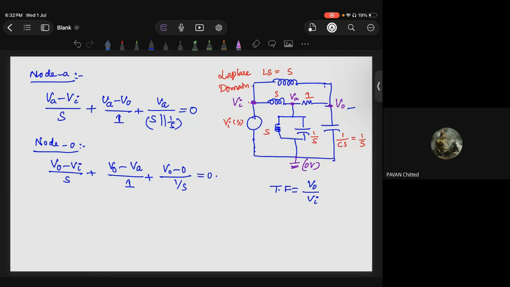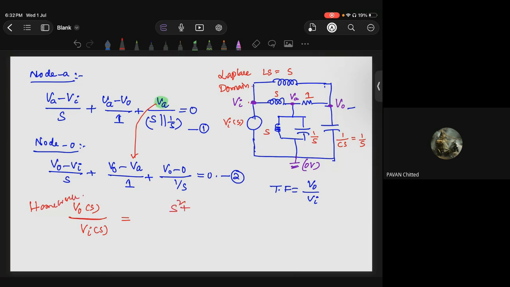Now what you can do is from the first equation, you can find the expression for VA. That expression you can substitute here. The entire equation will be in terms of V naught and Vi only. Correct? Then you can find what is V naught of S by Vi of S. Here I'm giving the direct answer. So you do that as homework.